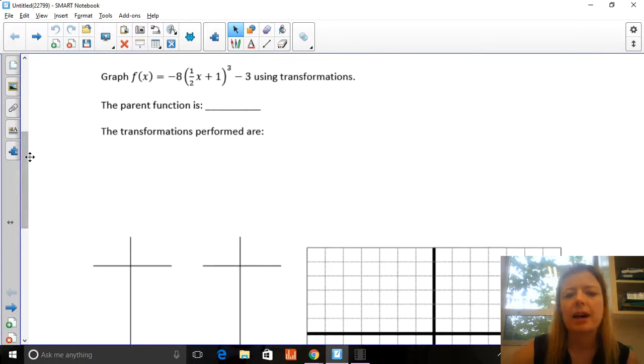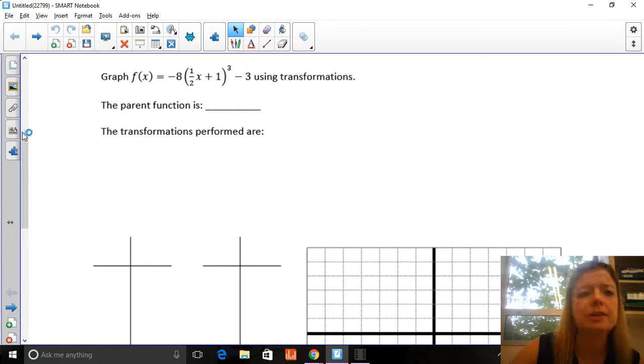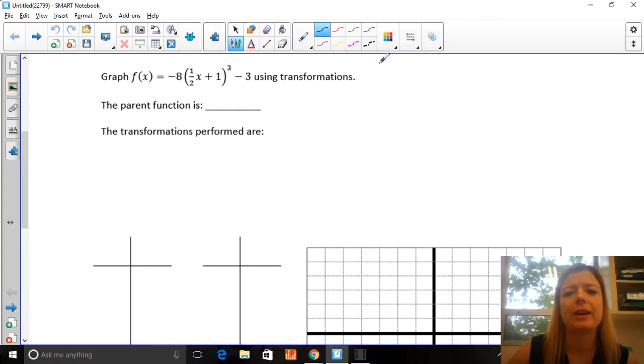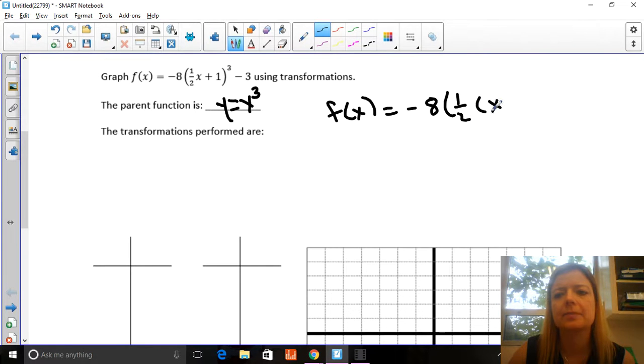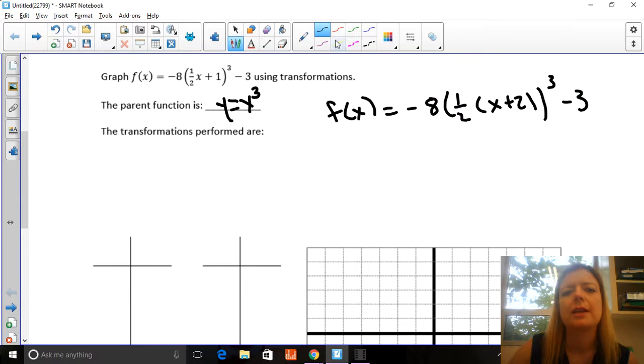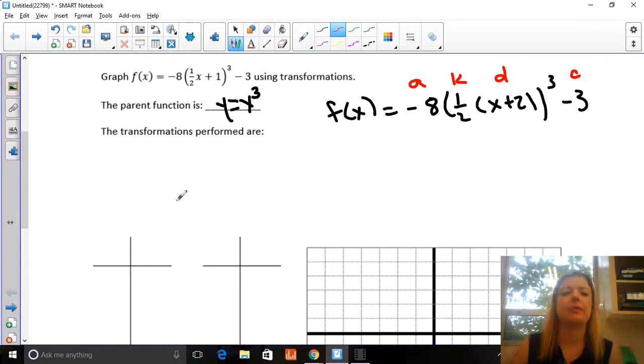So if I ask you to graph something like this, it's just like what we're used to doing. You have to factor out K first. So the parent function here is y equals x cubed, because you can see the 3 there. But let's factor out K to make sure that we are doing that properly. So minus 8, 1/2 bracket x plus 2 cubed minus 3. So we can see that our A value is -8, our K value is 1/2, our D value is -2, and our C value is -3.